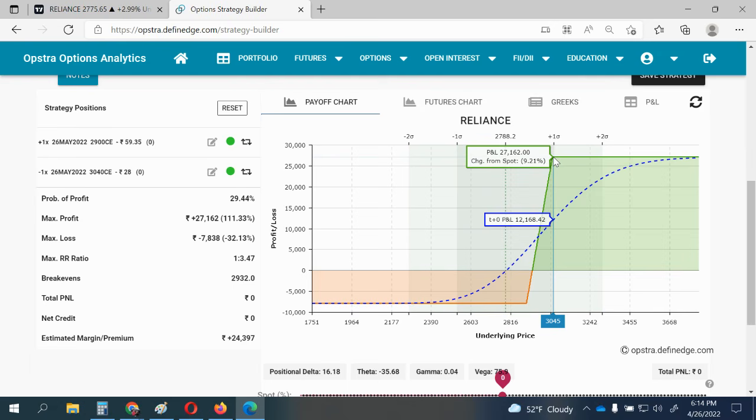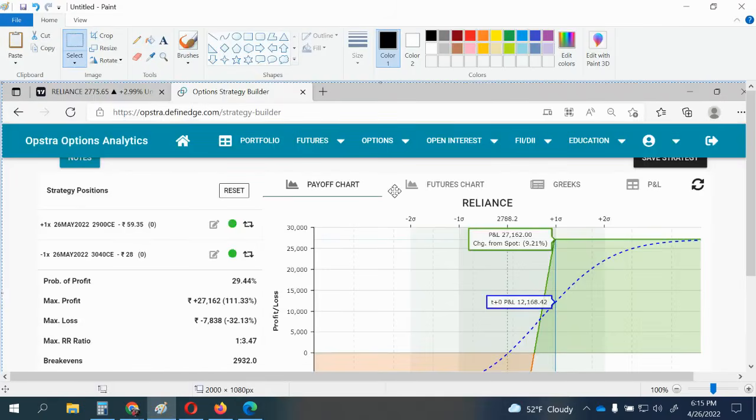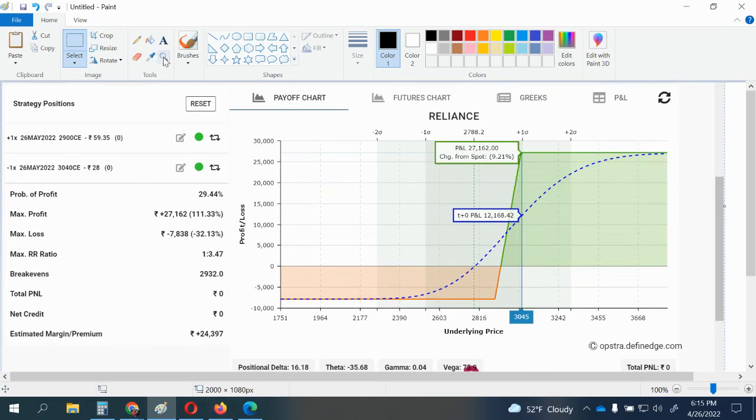And on expiry, if Reliance moves until 9%, you will get the 27,000. So let me take a screenshot, that would help. Okay, let me go to MS Paint. So this is what I was referring to, right? Let's see. If Reliance makes a move of close to 9% tomorrow, you will get this 12,168, which is almost 50% on your capital of 24,000.